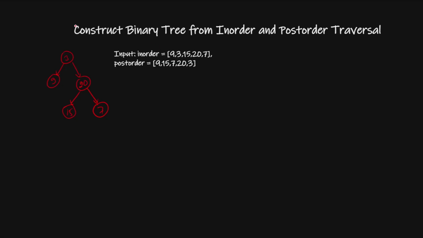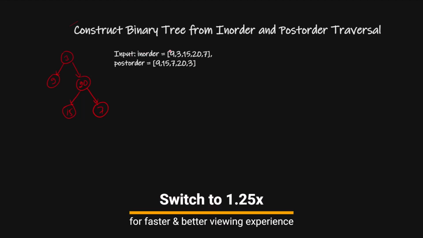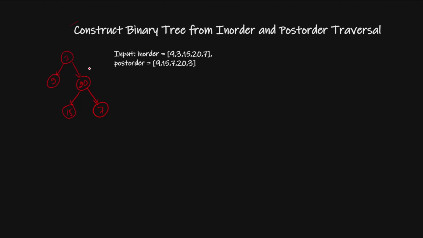Hello everyone, today we are going to solve Construct Binary Tree from Inorder and Postorder Traversal. In this problem, we are given two vectors which contain the root values, our Inorder Traversal and Postorder Traversal of a binary tree. We have to build a tree using these two vectors and return the root.